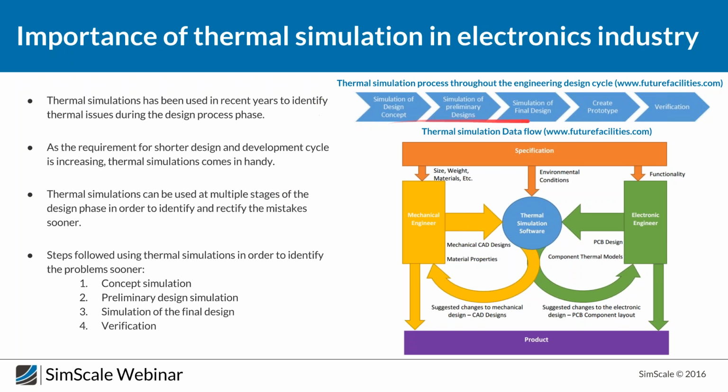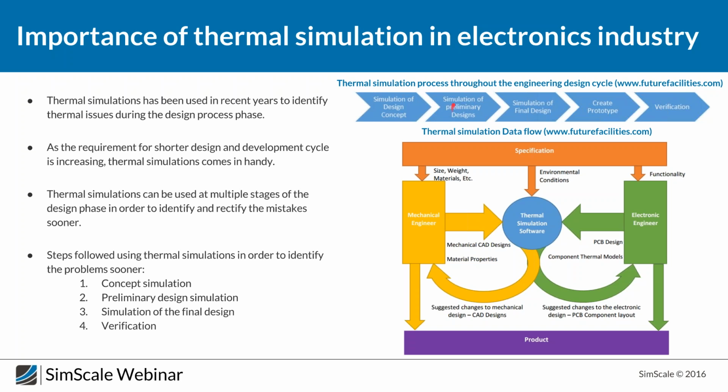This design cycle here you can see on the right. This is the typical thermal simulation process design cycle in engineering. So you have a concept of the design that you want to make. You then proceed to the simulation of the preliminary design. You decide on one of the preliminary designs, and you then simulate it for the first time, just to see if it is working and how it is working.